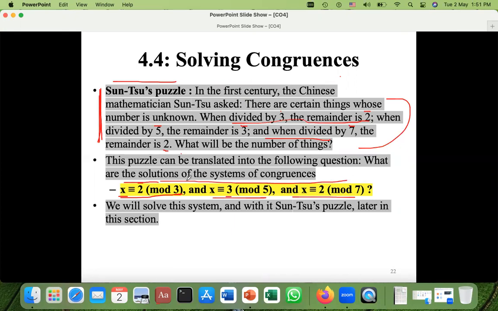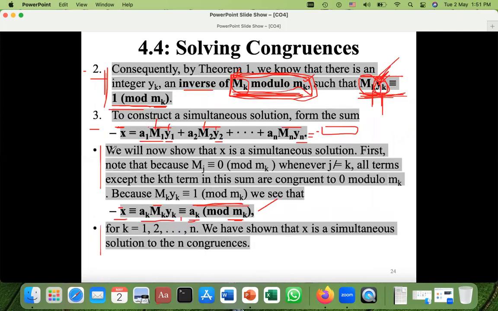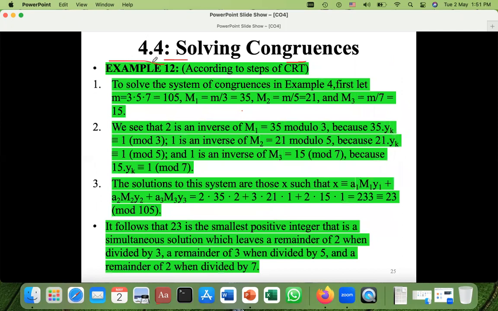So we are going to solve. These are the congruences which will be given to you: x congruent to 2 mod 3, x congruent to 3 mod 5, x congruent to 2 mod 7. It would be like that. These will be given to you. So now in this example 12, you have those 3 equations with you.